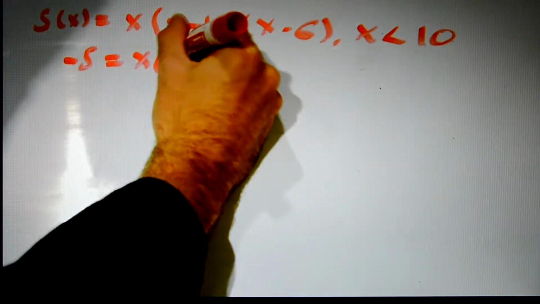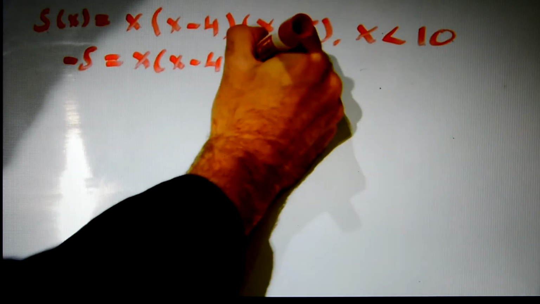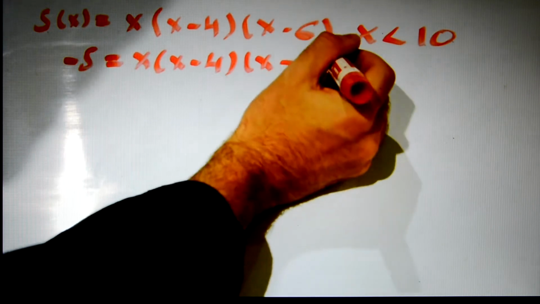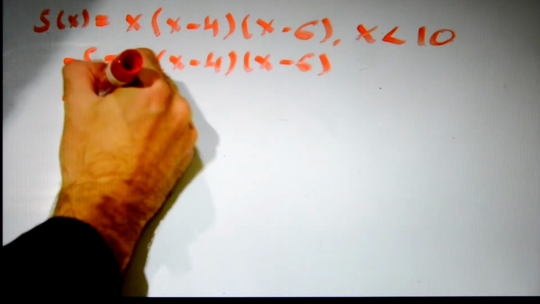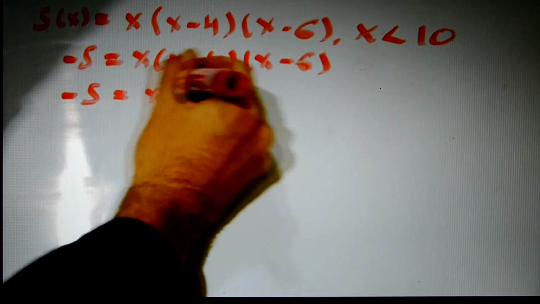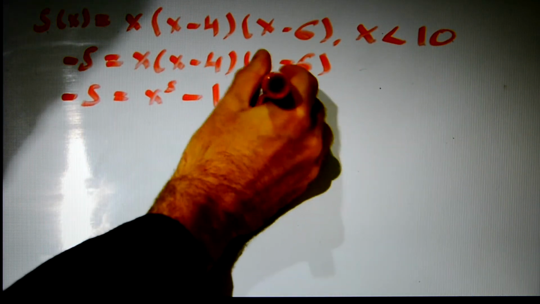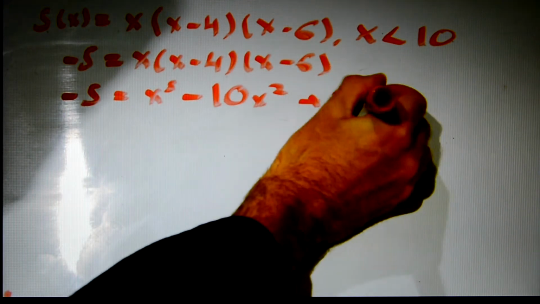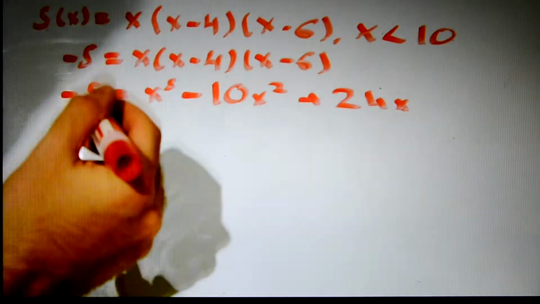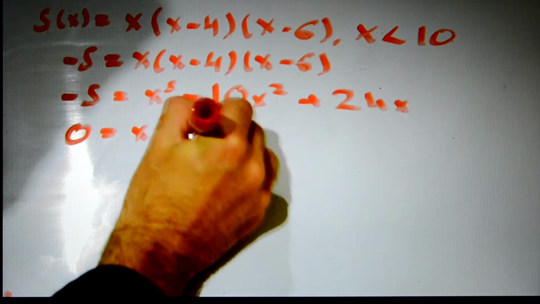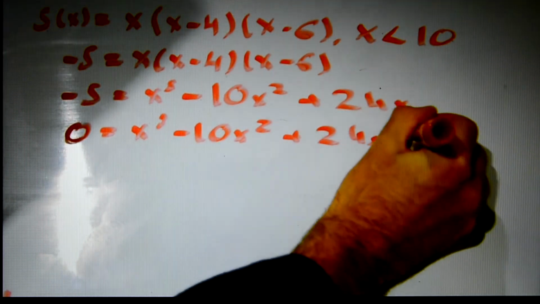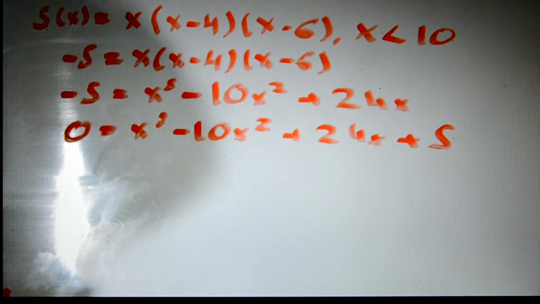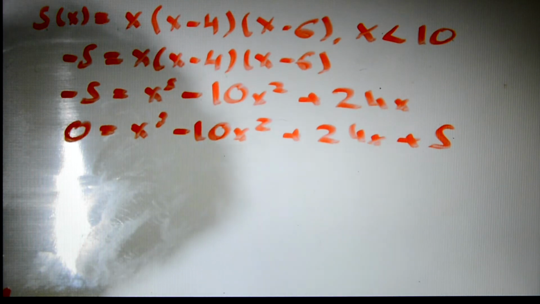We're doing this because we want to figure out at what x value and game Maya's score was equal to negative 5. Our next step would be to FOIL out the right side, giving us negative 5 equals x cubed minus 10x squared plus 24x. After this, we are going to bring over the negative 5 to give us 0 equals x cubed minus 10x squared plus 24x plus 5. We're doing this to set the function equal to 0 so that now we can solve for the roots.